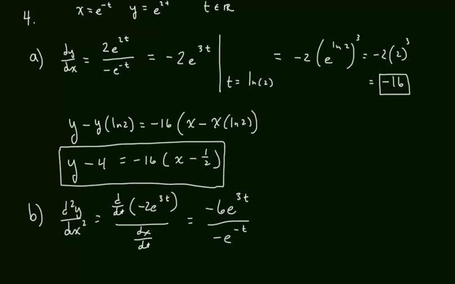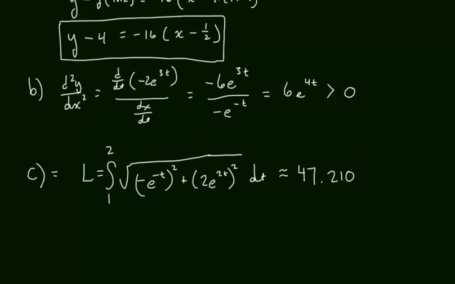Second derivative is going to simplify to be 6e^(4t). You should notice that that is always positive, and therefore the curve C is concave up at all values of t, i.e. for all points x, y on the curve C. And for the length, approximately 47.210. That is a syntax nightmare to put into the calculator. So please check your work.